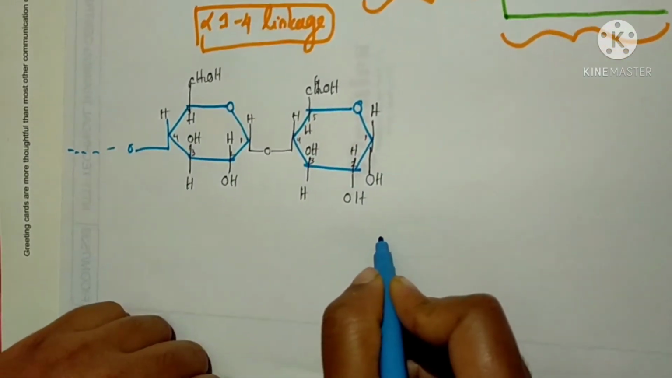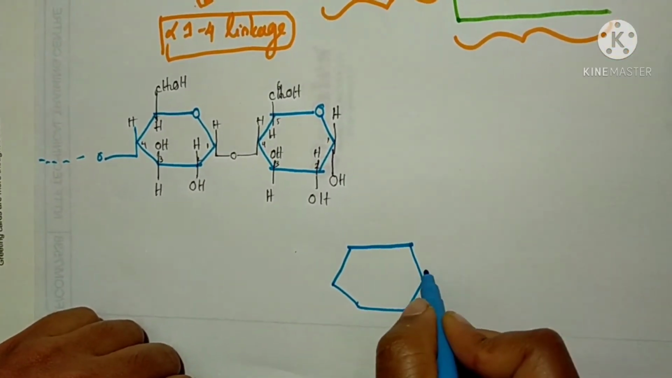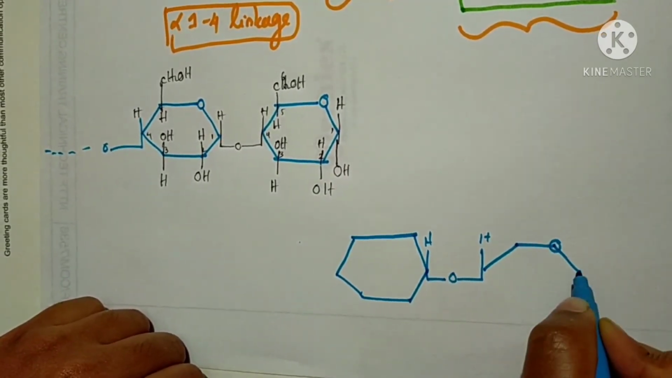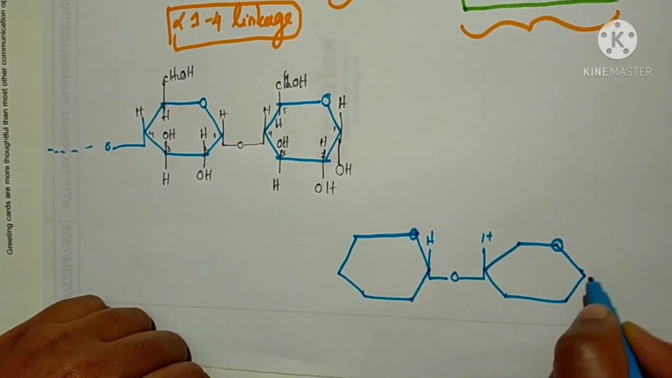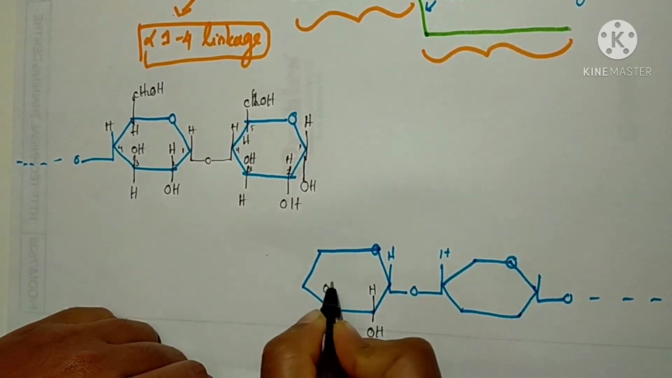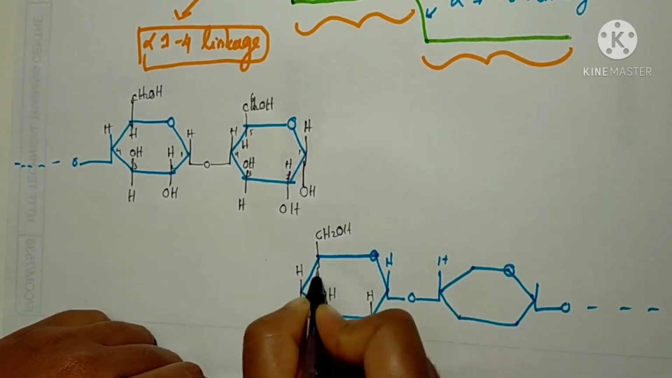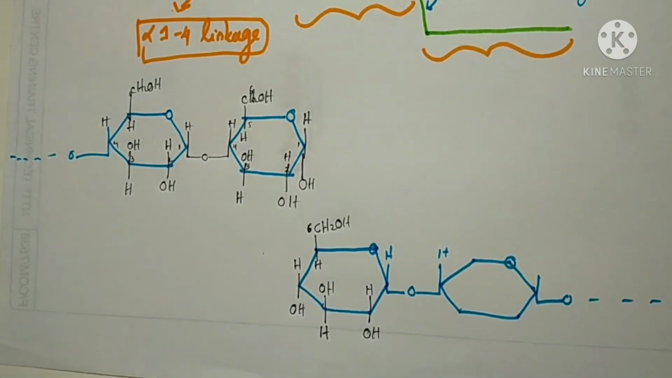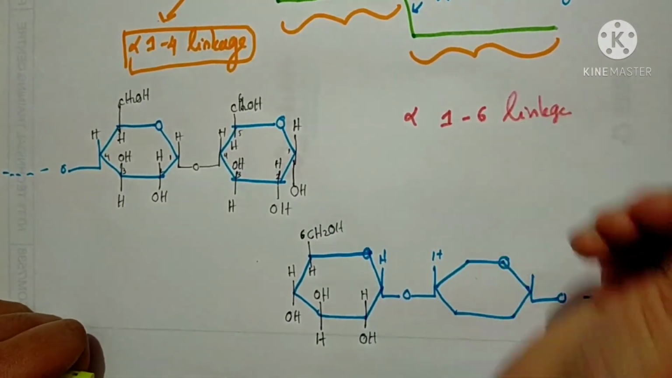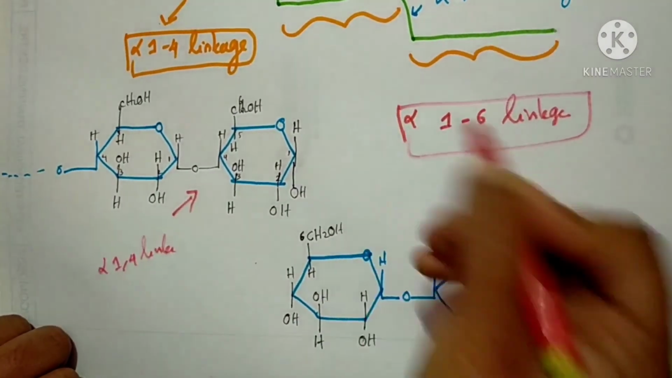Now I will show you how this 1,6 linkage is formed. Below that, I am drawing two more glucopyranose structures, then only we can connect it easily with the previous linear structure. Just filling the bonds. This is the 6th carbon atom. The linkage at the branching point, we know, is alpha 1,6 linkage, and in the linear region it is alpha 1,4 linkage.